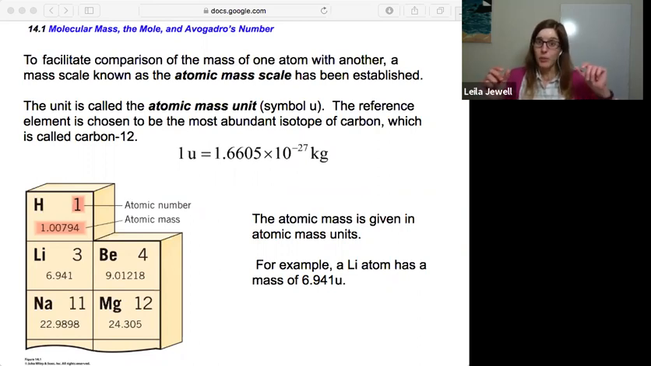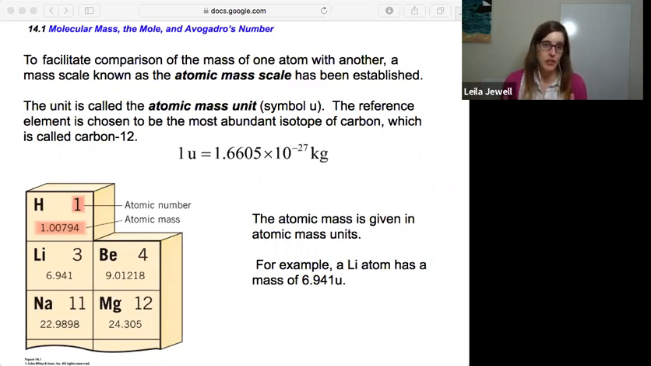Atoms, it turns out, are really, really tiny. So if we stuck with our standard kilogram of mass, we'd be dealing with really, really small numbers, and it'd be hard to compare them to each other. So to make that easier, a mass scale known as the atomic mass scale was introduced. A very, very small scale that will help with comparing relative masses. The unit is called the atomic mass unit, and it has the symbol U to abbreviate it.